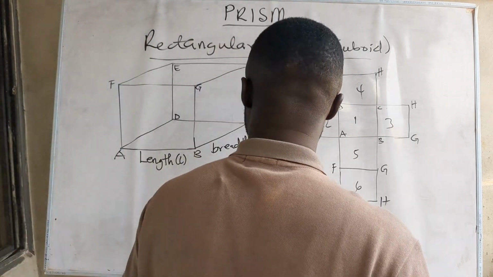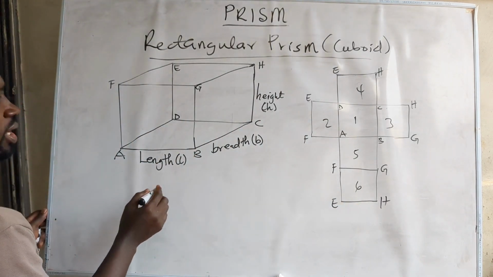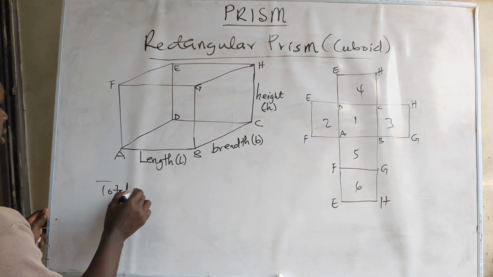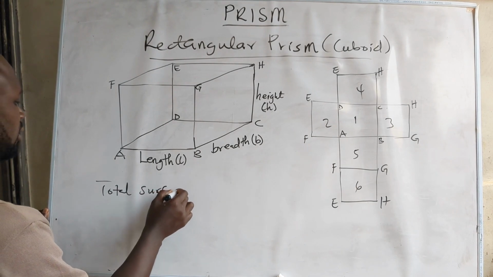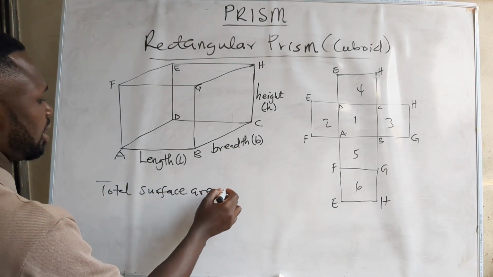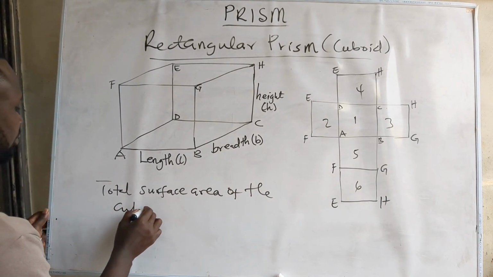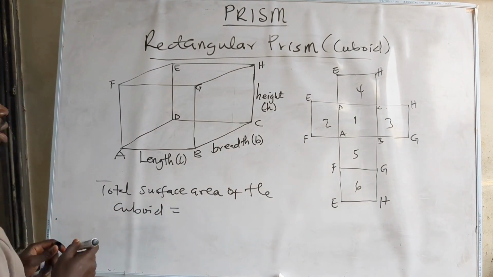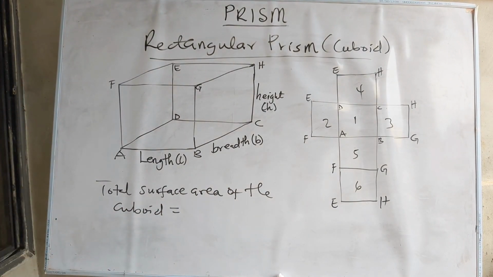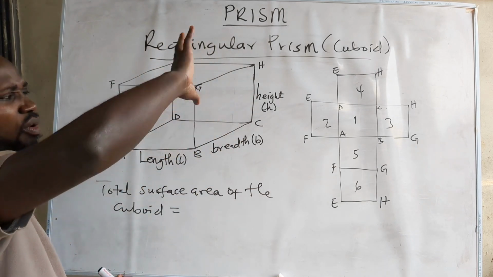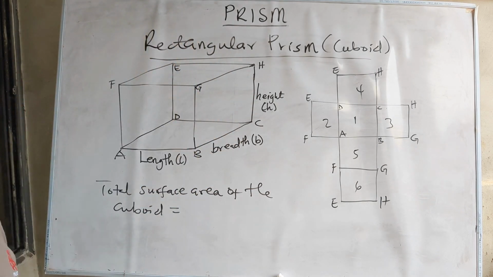Okay, now we are going to look at the total surface area of the keyboard. So when we talk about the total surface area, we are talking about the area of all the 6 what? All the 6 faces. All right.